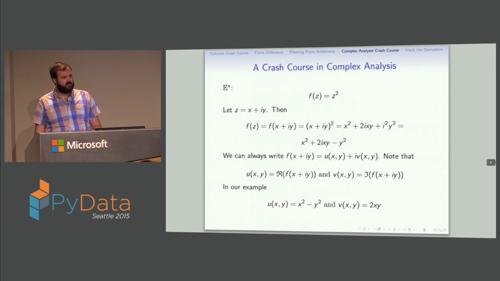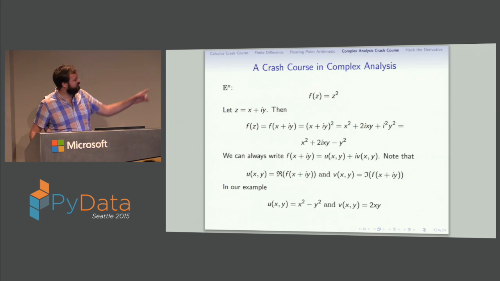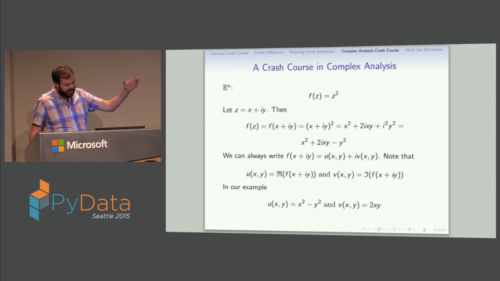And so in our example, u of xy is just x squared minus y squared, and v of xy is 2xy. Note that the i is not in the v. When you define the function, it's i times v. So both of these functions are actually real valued functions.